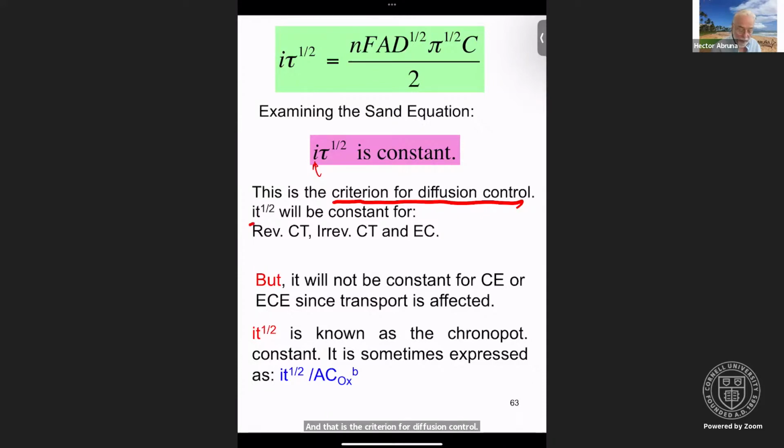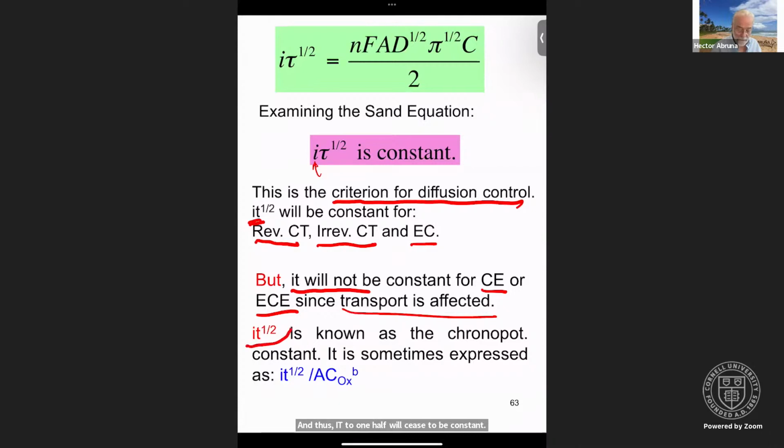This will be the case. So I tau to the 1/2 will be constant for reversible and irreversible charge transfer, as well as EC. It will not be constant for CE or ECE. Why? Because the transport of species is affected, and thus I tau to the 1/2 will cease to be constant.